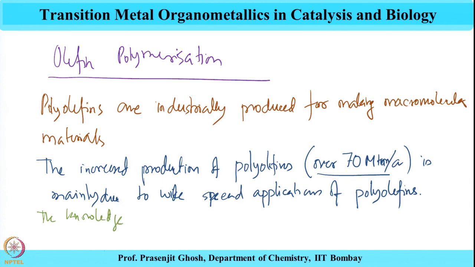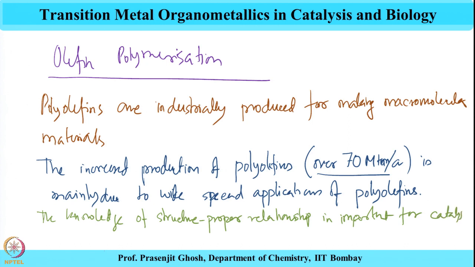So, because of its large scale application, the knowledge about structure property relationship and the development of new catalyst for polymerization is important. The knowledge of structure property relationship is important for catalyst development.